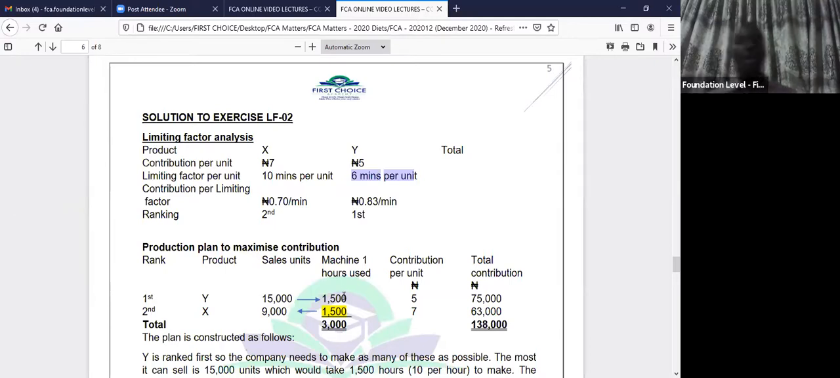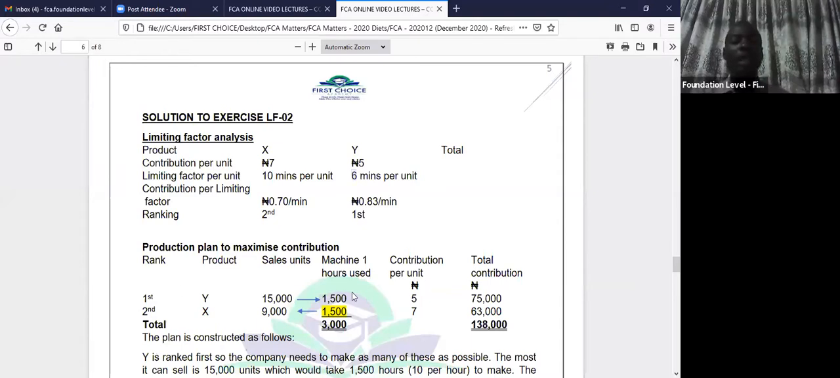And that is one way to get it. The second way to get it is this. We need 15,000 units to be produced, and we have 6 minutes to make 1 unit. So how many minutes are we going to use? It means 15,000 units multiplied by 6 minutes will give you 90,000 minutes. How can you convert 90,000 minutes to hours? All you do is divide by 60. So 90,000 divided by 60 will give you 1,500.